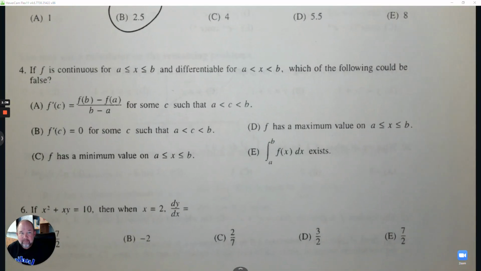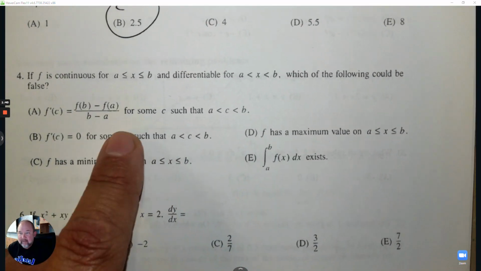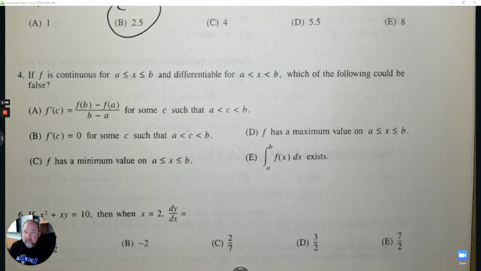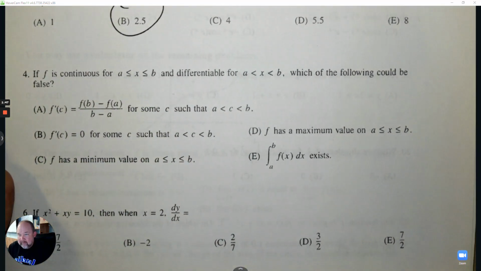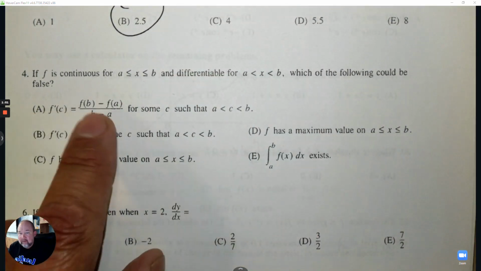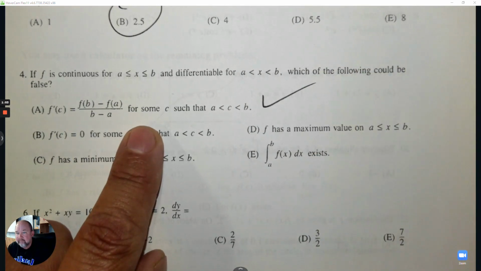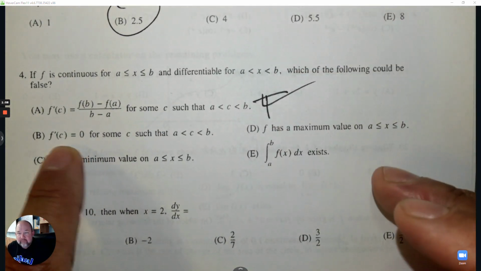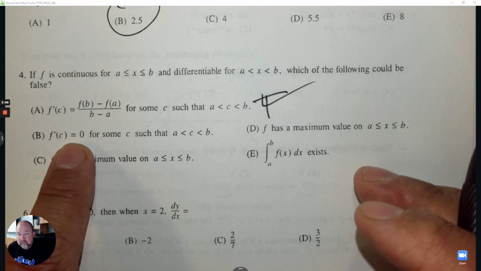All right, don't give up, right? It's all good. F is continuous from A to B and differentiable. Which of the following could be false? So if it is continuous and differentiable, f(c) equals the average value for something, yes. Sorry, that's true. We're looking for false. The derivative of that equals 0 for something there. So we don't know that.